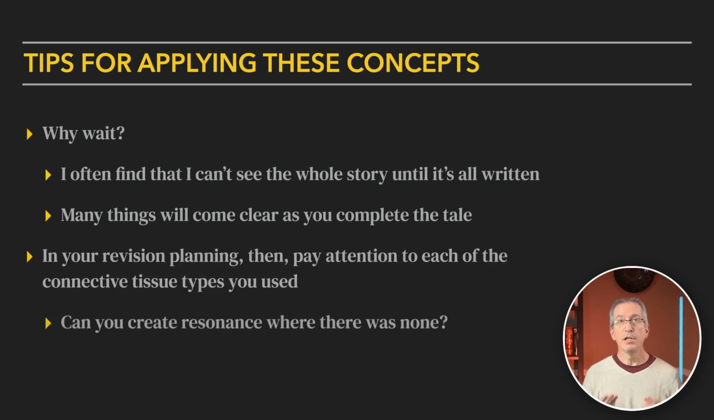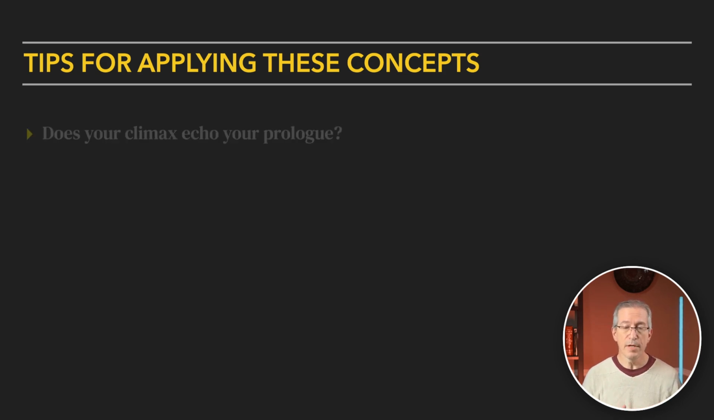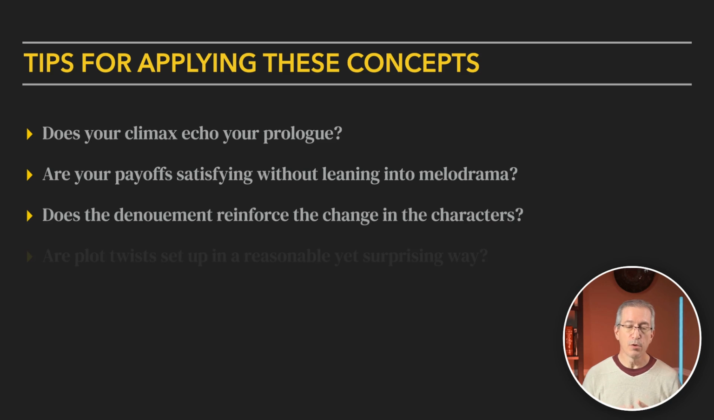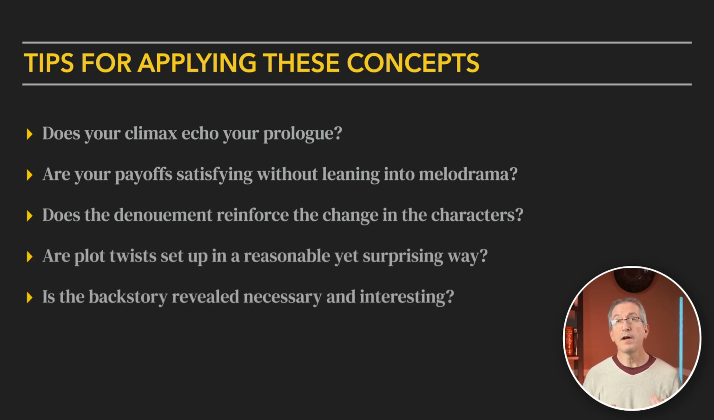In your revision planning then, pay attention to each of the connective tissue types you used. Can you create resonance where there was none? Can you enhance what's already there? Does your climax echo your prologue? Are your payoffs satisfying without leaning into melodrama? Does the denouement reinforce the change in the characters? Are plot twists set up in a reasonable yet surprising way? Is the backstory revealed necessary and interesting? Did you make the reader want it?